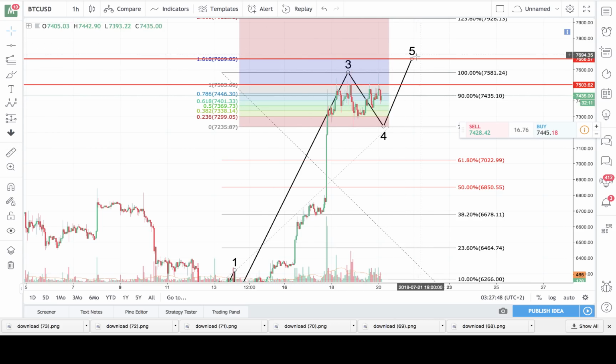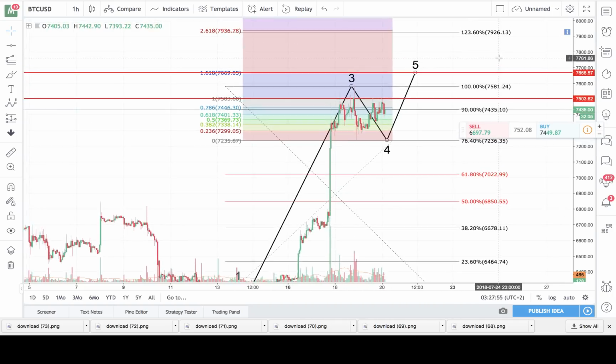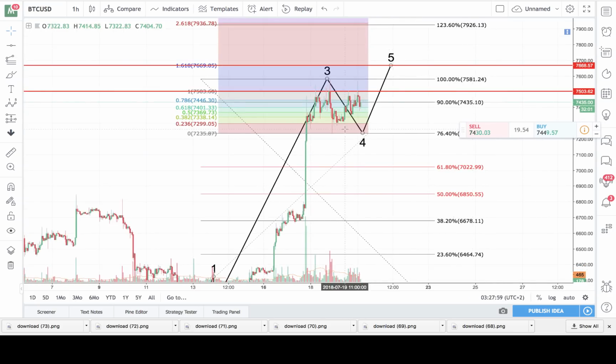Anything above that would give us a double extended wave with our third extended and our fifth extended, which is rare. It can happen, but like I said, it's rare, so I'm not betting on it. And right now we're consolidating with what looks to be our fourth wave. However, we did spike up already and hit 75.81. So could this have been our fifth wave and could we be heading down now?